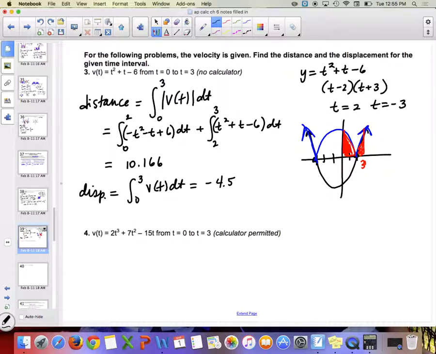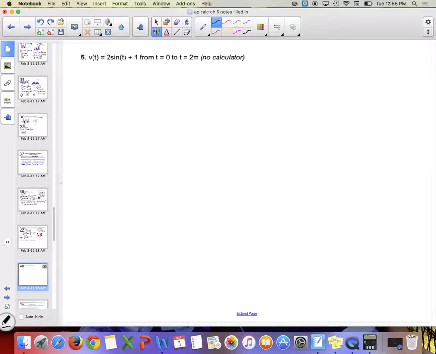Would you guys be able to do that on the homework? Yeah, you have a couple like that. Okay, so let's skip number 4. I think you guys kind of understand the concept.